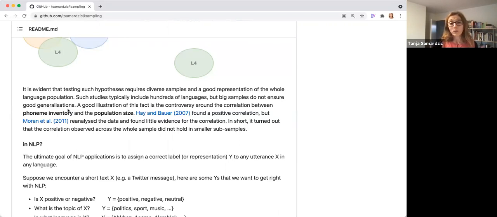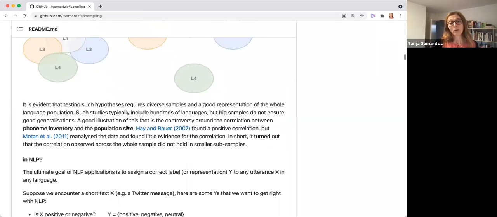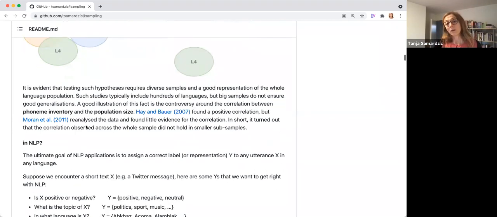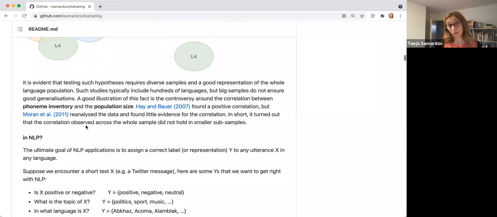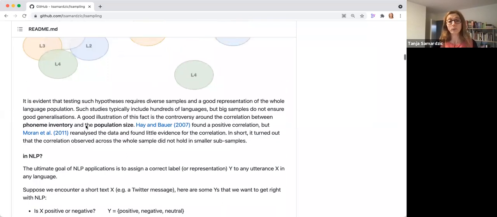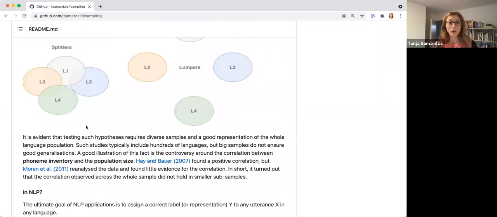And all of this is explained by the fact that the correlation that Hay and Bauer found was most likely due to the heterogeneous sample, so we can say that this correlation was sort of accidental, right? And when Moran et al. looked inside of subgroups, like inside of language families, this is where the correlation didn't hold anymore. So those are nice reminders on why and how sampling is important.